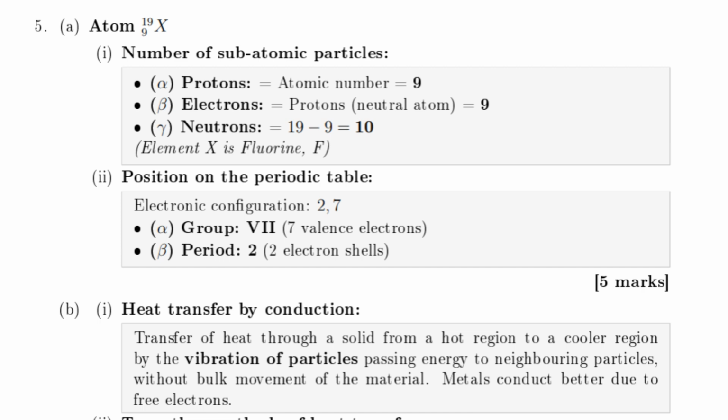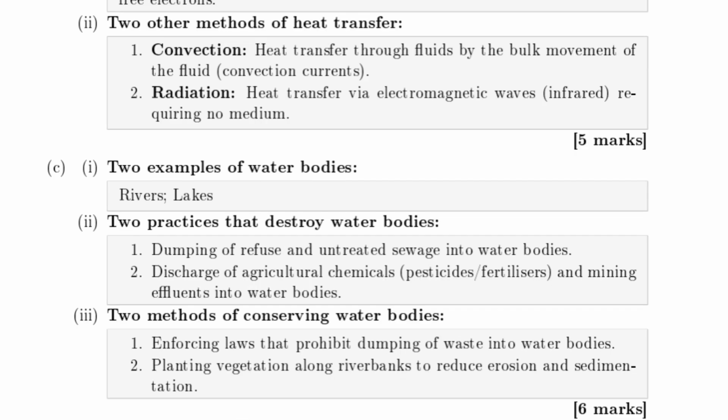Heat transfer by conduction is the transfer of heat through a solid from a hot region to a colder region by vibrating particles passing energy to the neighboring particles without bulk movement of material. Metal conducts better due to free electrons. So two other methods of heat transfer we have are convection and radiation.